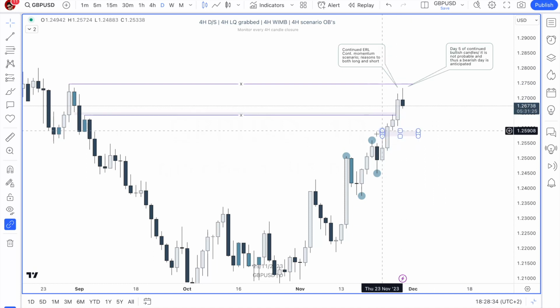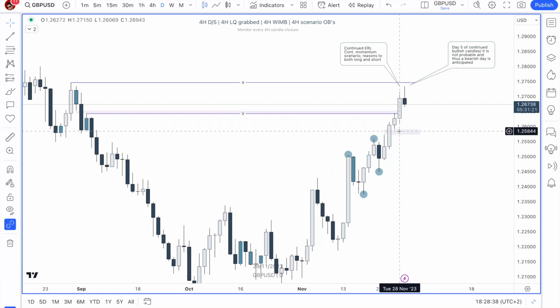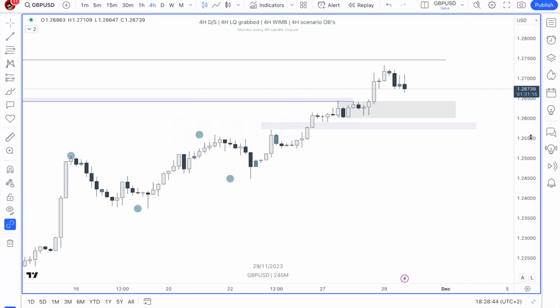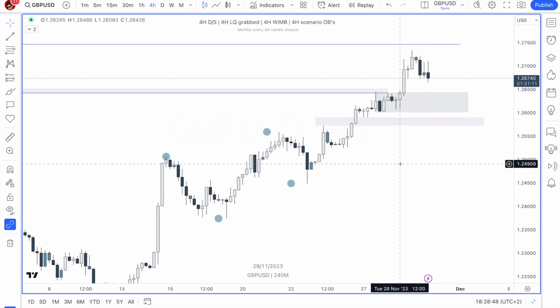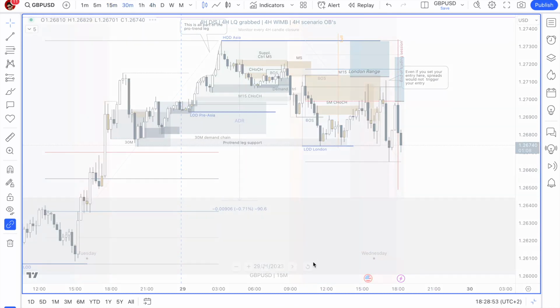In terms of a target, we got a nice fair value gap on the daily that we could target right here. But as a secondary target, of course, we could use something clear on the 4 hour, which is this range for HOB right here. In terms of the directions I could trade.